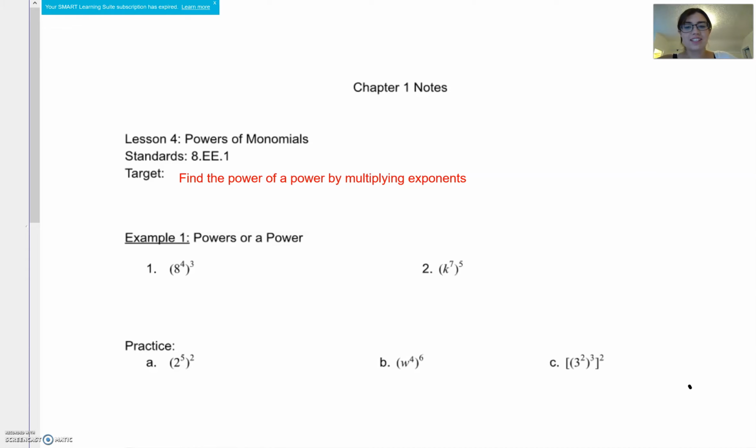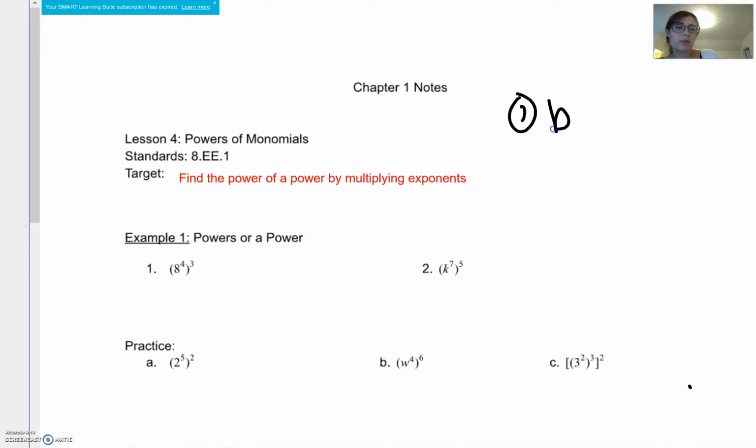Hi guys, we're on to lesson 4, which is just powers of monomials, so we're just finding the power of a power by multiplying exponents. So if we look at number 1, we're going to do our usual steps.